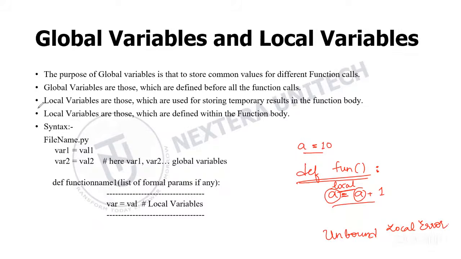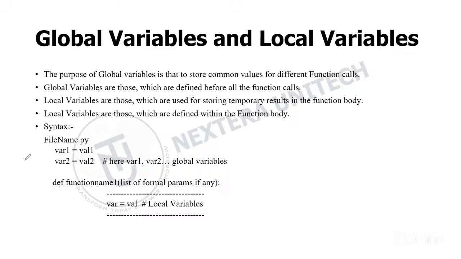So in this case, what you have to do is either create a variable A and give it some value and then perform the assignment. Otherwise, if you want to use the global variable itself, that is A equal to 10 here, you can use the global keyword and give A, such that this global A will access the global value and then you can change the value. So in this way, you can use the global and the local variables. Now let's look at some code.